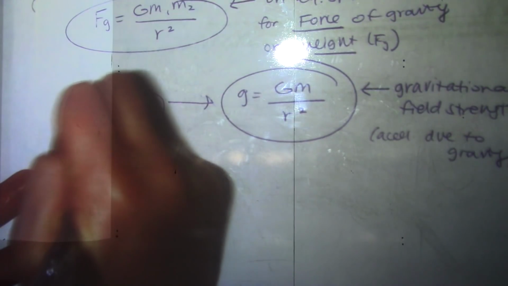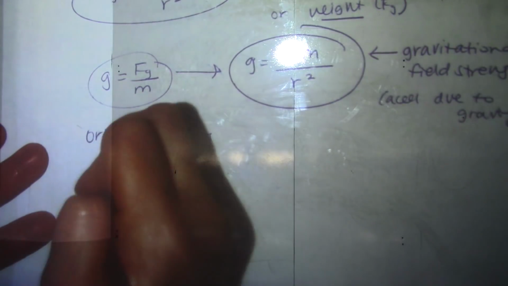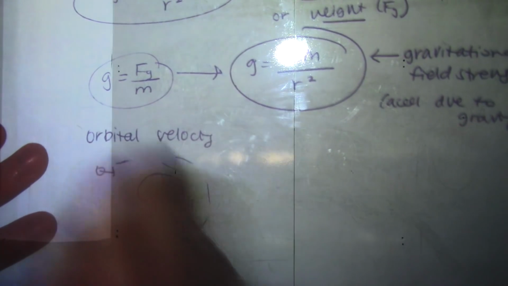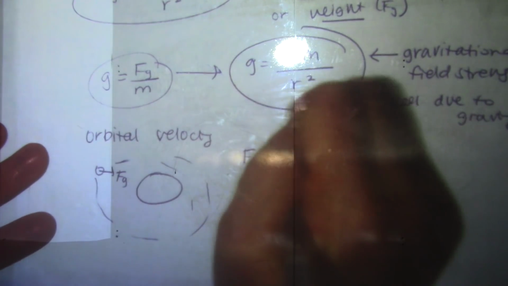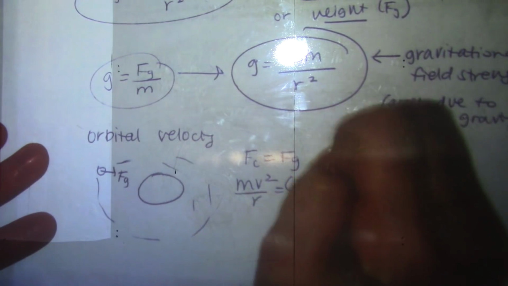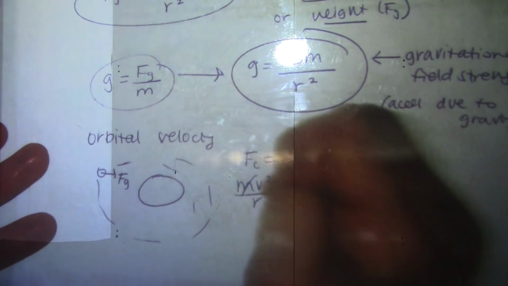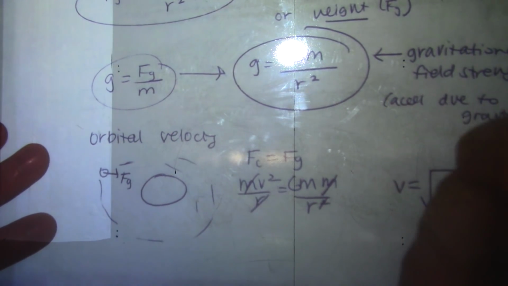Orbital velocity. So this is when you have something in orbit, going around in, wow, that's not a circle. The only force acting on it is gravity, so your centripetal force is the force of gravity: m v squared over r equals G M m over r squared. One mass cancels, one r cancels, so v is the square root of G M over r.